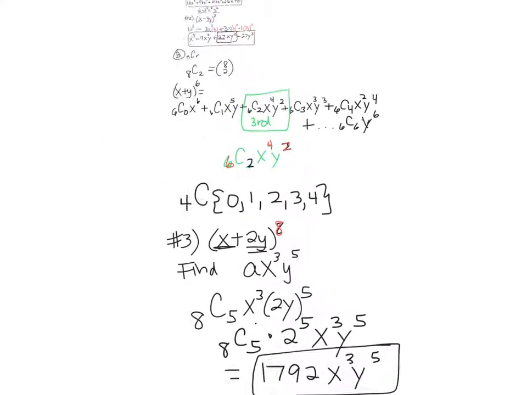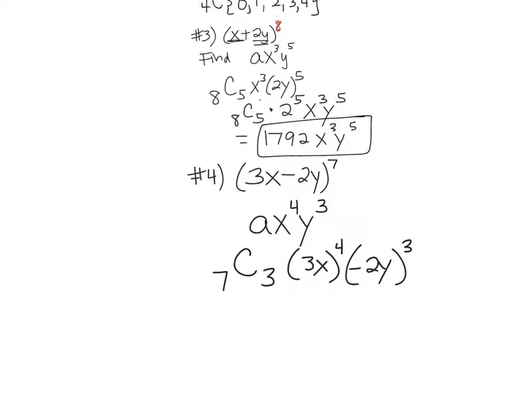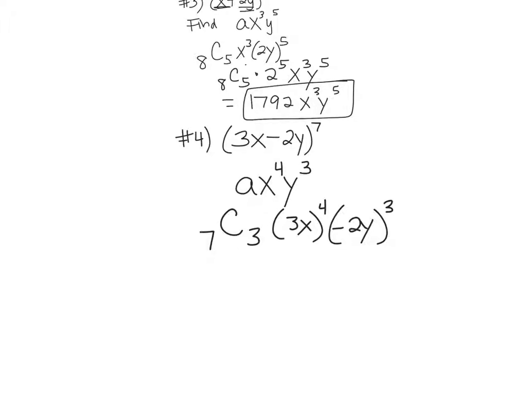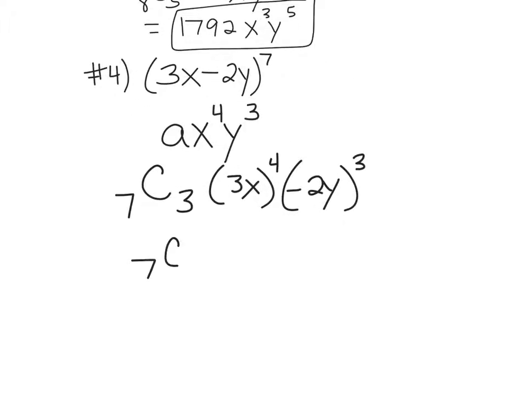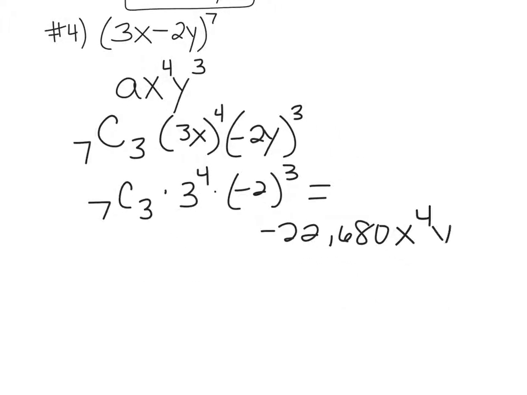And this, like I said up here, see how 6c2 is the 3rd term? Did I say 4th? Yeah, 7c3 would be the 4th term because it's going to be 7c0, 1, 2, 3. That's the 4th term. All right, so here we go. 7c3, do that on your calculator, times 3 to the 4th times negative 2 cubed. Let's see what that coefficient ends up being. They're pretty big numbers, so don't be alarmed. Negative 22,680. So that would be the coefficient in front of x to the 4th y cubed.